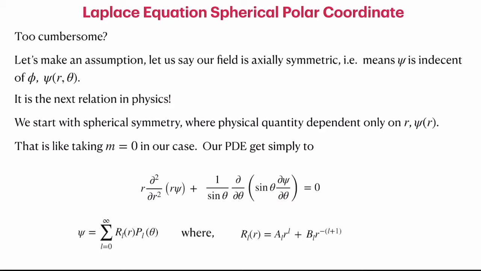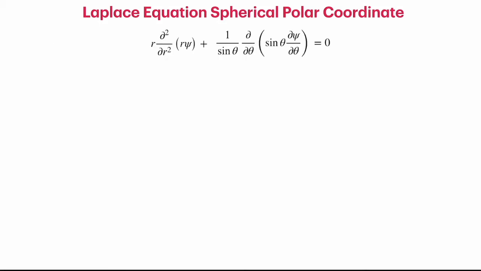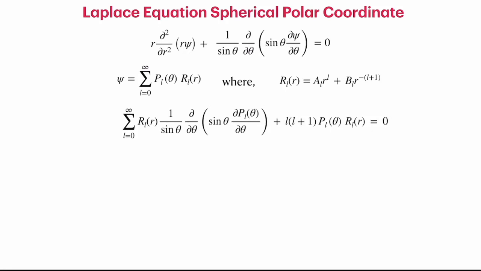Now we have to separate them using the orthonormal functions. So we have already seen that the eigenfunctions are r to the power L and r to the power minus L minus 1 with the eigenvalue L into L plus 1. So we have psi as a sum over L going from 0 to infinity, of R L into P L of theta. Now we need to substitute this in our differential equation and simplify it further. So what we have is the sum over L going from 0 to infinity, R L, 1 by sine theta d by d theta of sine theta into dP L theta by d theta, minus L into L plus 1 P L of theta, into r, equal to 0.